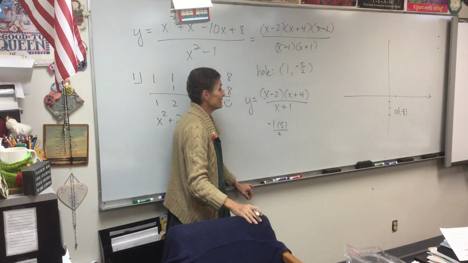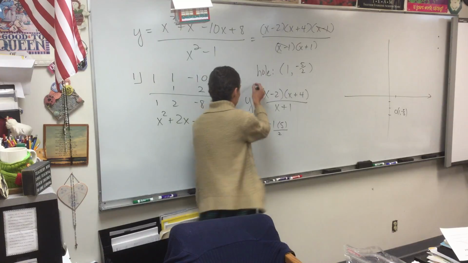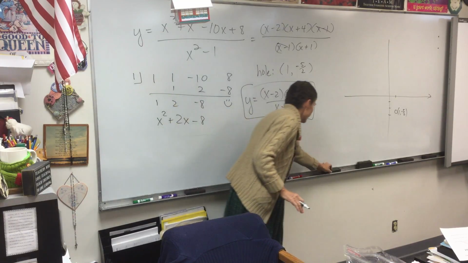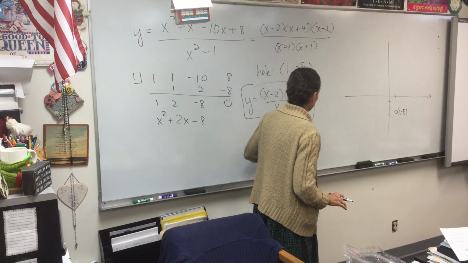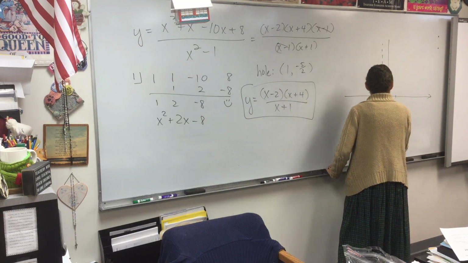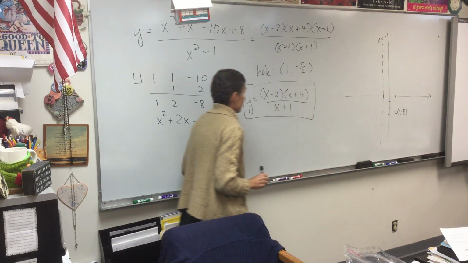Okay? Now, what else? This is what we're dealing with now. What else? Vertical asymptote, where? X equals negative 1. All right, what else?